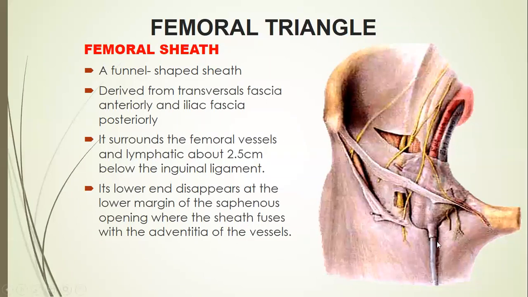The fascial sheath at its lower part fuses with the tunica adventitia of the vessels. So the outer wall of the vessels, whether artery or vein, is called the tunica adventitia. So at its lower part, at its terminal part, the femoral sheath is just blended with the tunica adventitia of the femoral artery and the femoral vein.